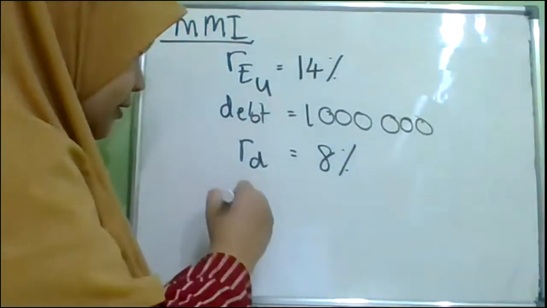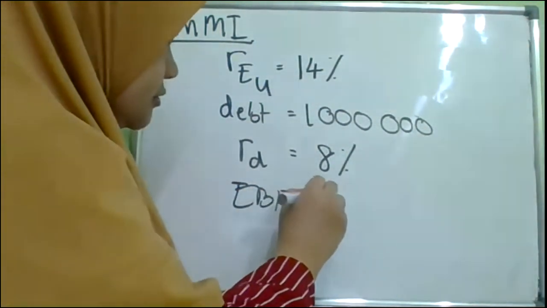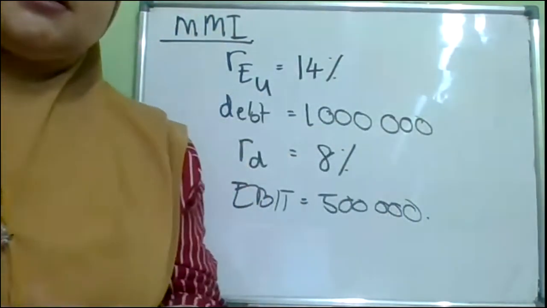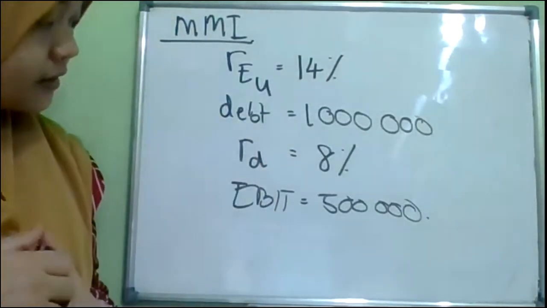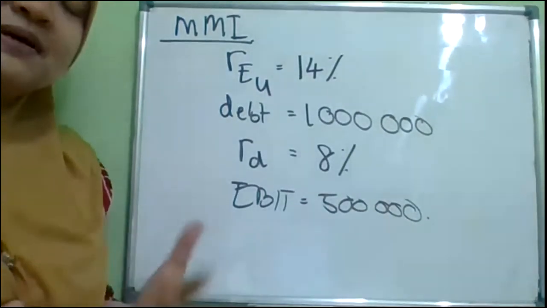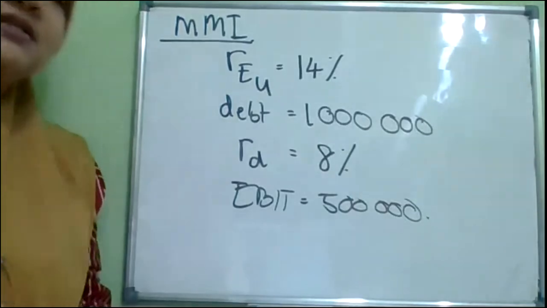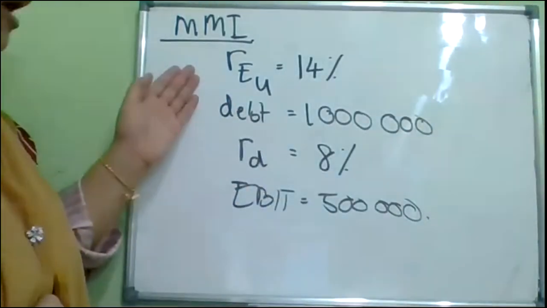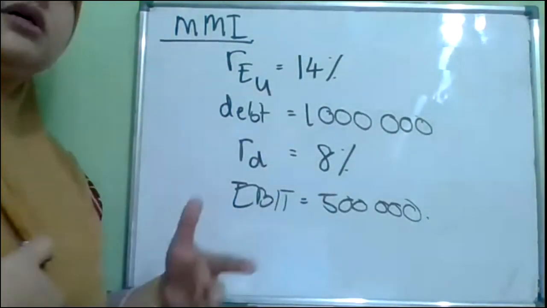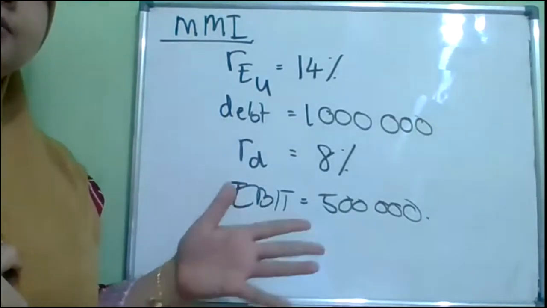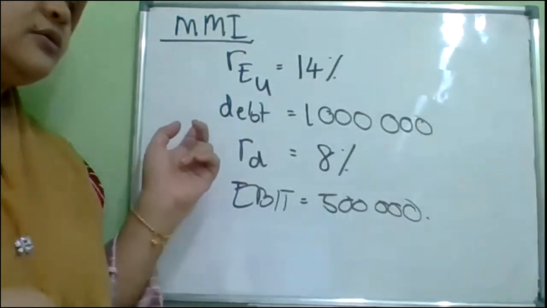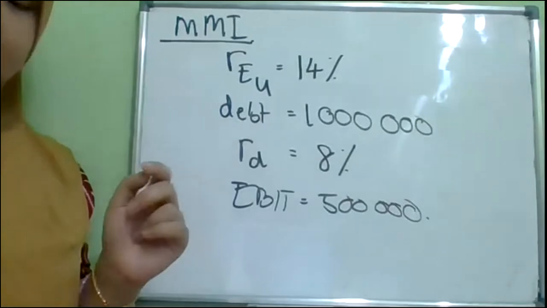So what is the EBIT? EBIT is 500,000. This is not a question, this is just an example. Later on, when you face the question, you should be able to extract all this information, so that you are able to do proposition 1 as well as proposition 2. I repeat again, when you do the question later on, you should be able to extract all this kind of information.